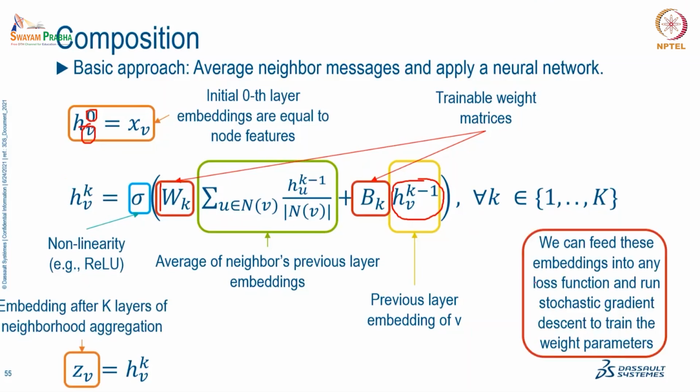So again, this is an optimization problem. Stochastic gradient descent or any optimizer, such as Adam, can be used to calculate this loss function and minimize the loss.